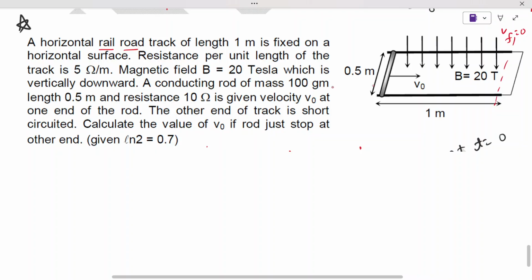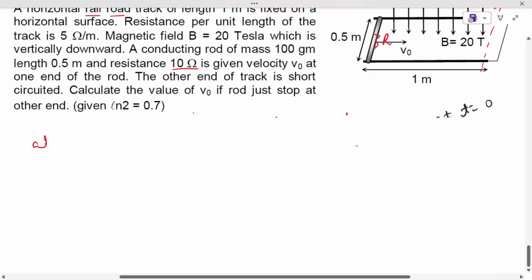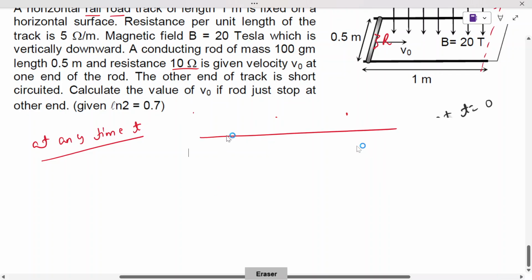This has a resistance r, which is given as 10 ohms, and this conducting rod has resistance per unit length out there. You can easily visualize that as time passes, the resistance in the circuit will decrease, because initially the total length is 1 meter and then it will decrease to some extent. At any time t, I will write the force equation and the EMF equation in the loop, and I will be able to solve the problem, isn't it?